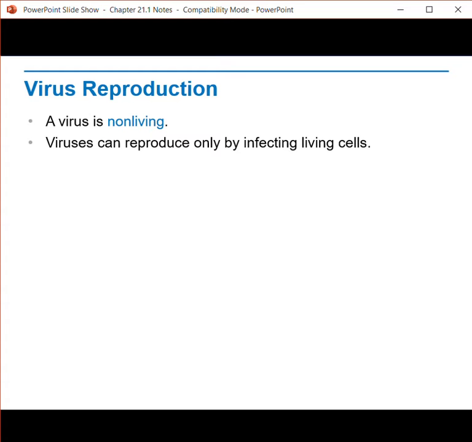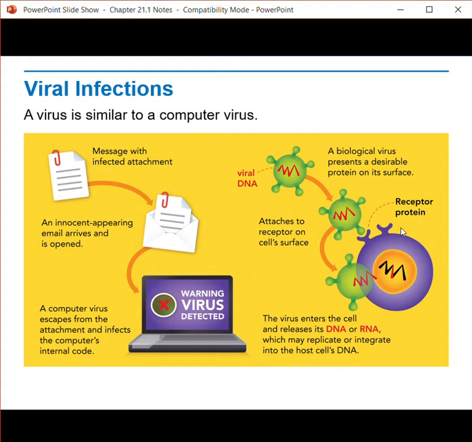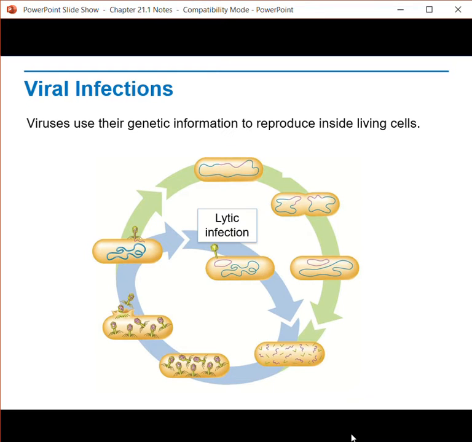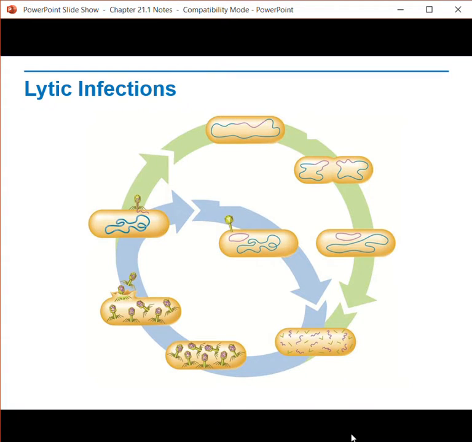We talked about how a viral infection going into a host cell is similar to a virus going into a computer. We talked about the two types of viral infections, which are lytic and lysogenic. And then we went through the process of a typical lytic infection.